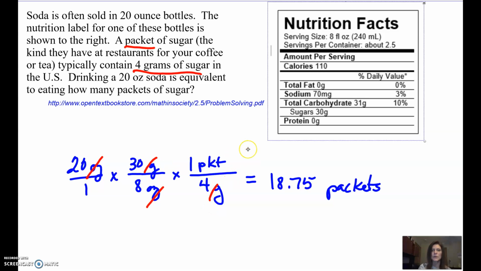So what's my answer going to be in? Packets. When you do the calculations, it's 18.75. That should make us all pause a little bit to think that it's almost 19 little sugar packets that we're drinking every time we drink a bottle of Coke or Pepsi.